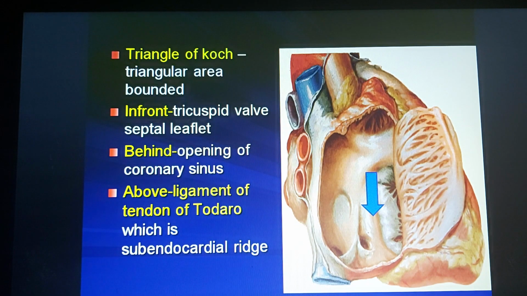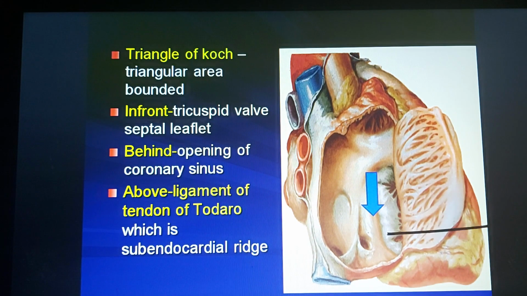Coming to the triangle of Koch, which is very important for you. It is a triangular area bounded in front by the tricuspid valve, specifically the septal leaflet of the tricuspid valve, and behind by the coronary sinus. This is the triangle of Koch.